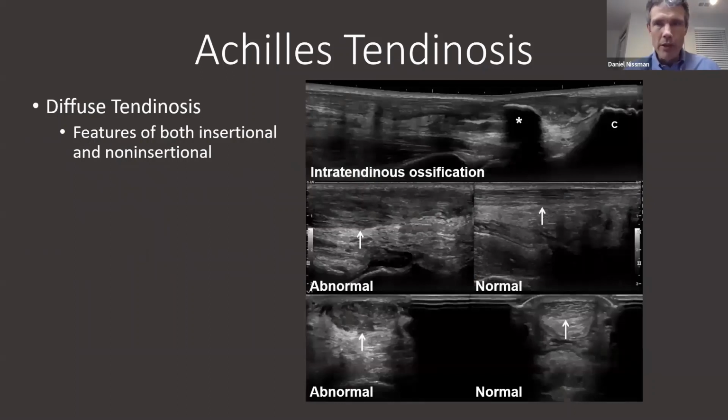All right, there is diffuse tendinosis, which is basically all of the above, so insertional and non-insertional together. One thing that you do see with insertional tendinosis is intratendinous ossification. That seems to be unique to the insertional form of Achilles tendinosis, and it's related to membranous ossification like you see in development. Here is, again, an abnormal and a normal comparison. And then here's just the cross-section of that severe tendinosis that we showed before and a normal comparison.